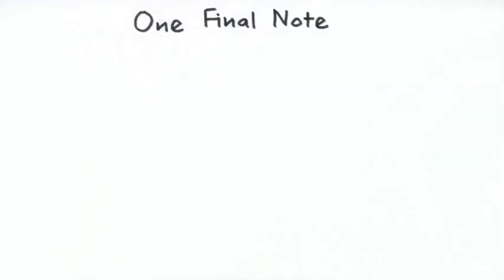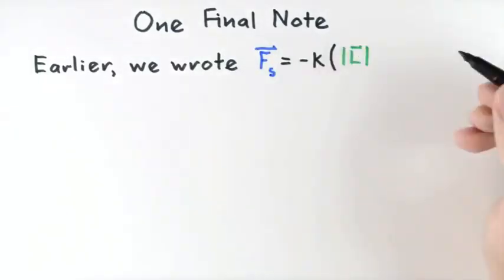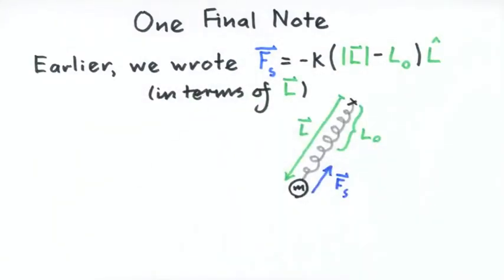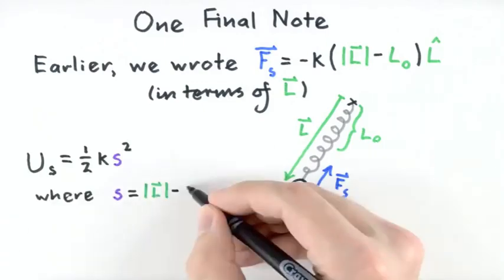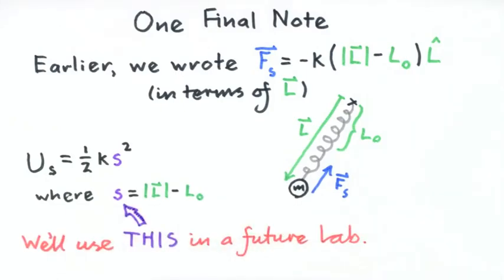One final note about spring potential energy. You'll recall we wrote down earlier the spring force as a vector quantity in terms of the vector L, which points from the attachment point of the spring to the location where the spring is attached to the mass. The spring potential energy can also be expressed in terms of this vector. Specifically, U sub s is equal to 1/2 times k, the spring constant, times s squared, where s is defined to be the magnitude of the L vector minus the relaxed length of the spring, L0. We will need to use this expression for the spring potential energy soon in an upcoming lab. We will discuss how to do this in detail in a future lecture.